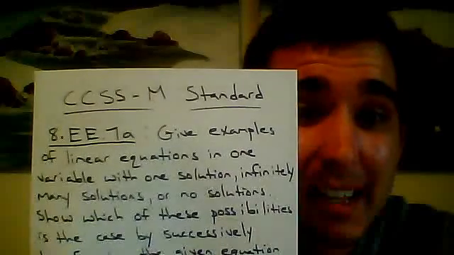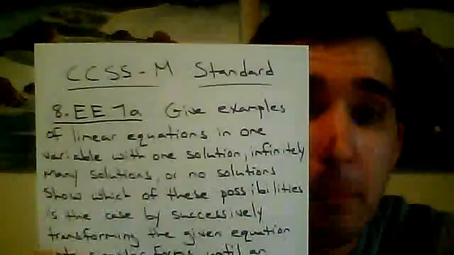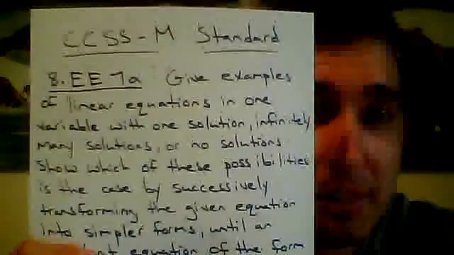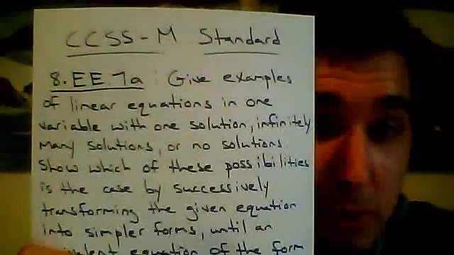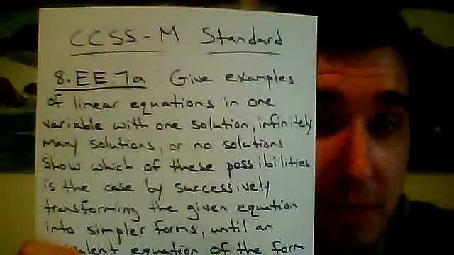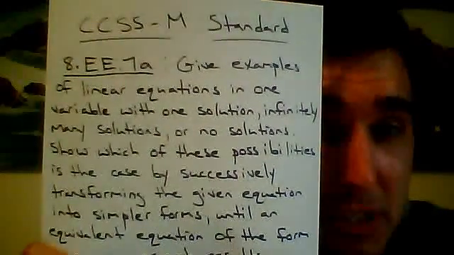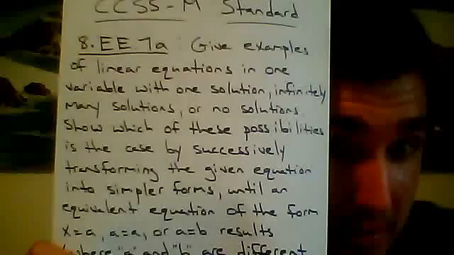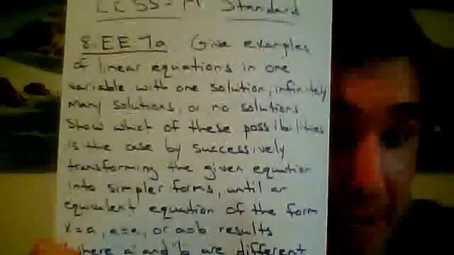Now, teacher-wise, students, you do not need to pay attention to this. Teacher-wise, this is the CCSS-M standard 8.EE.7a, which states: give examples of linear equations in one variable with one solution, infinitely many solutions, or no solutions. Show which of these possibilities is the case by successively transforming the given equation into simpler forms until an equivalent equation of the form x = a, a = a, or a = b results, where a and b are different numbers.